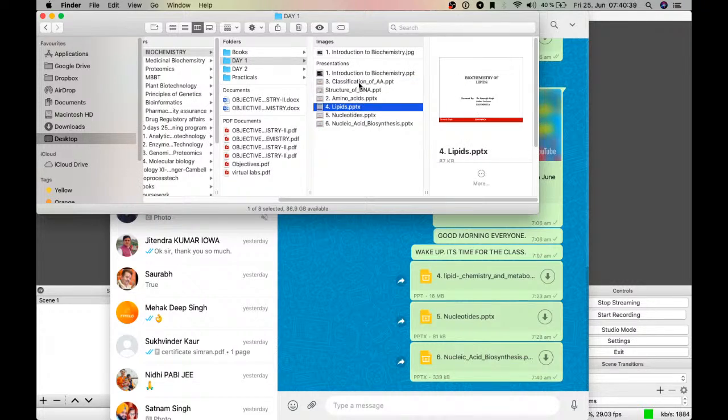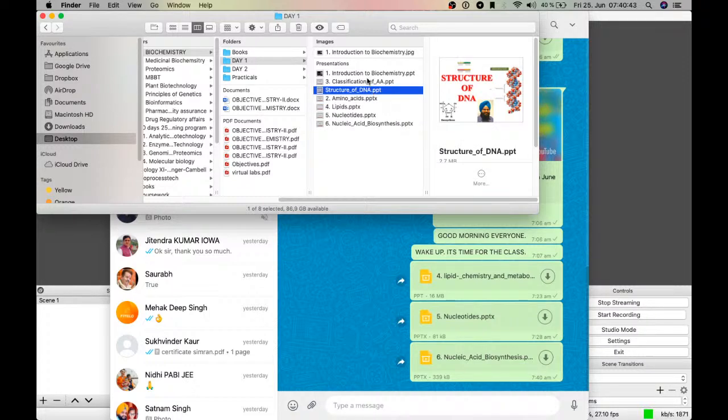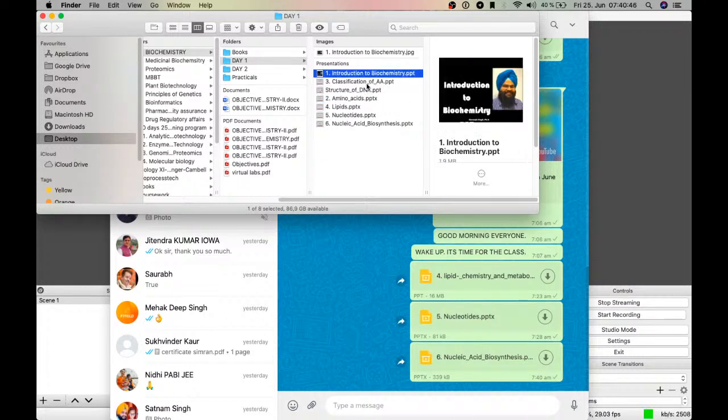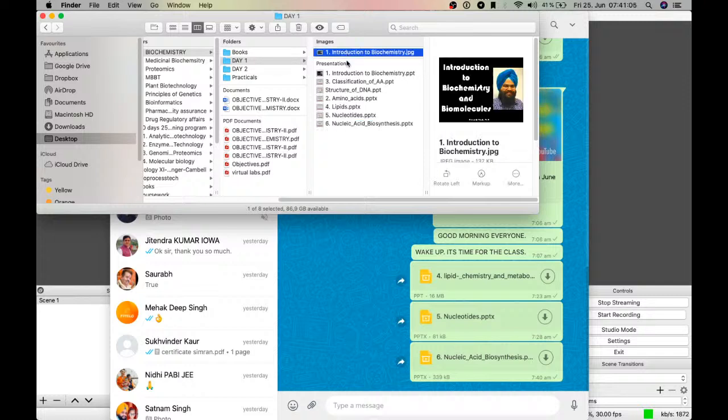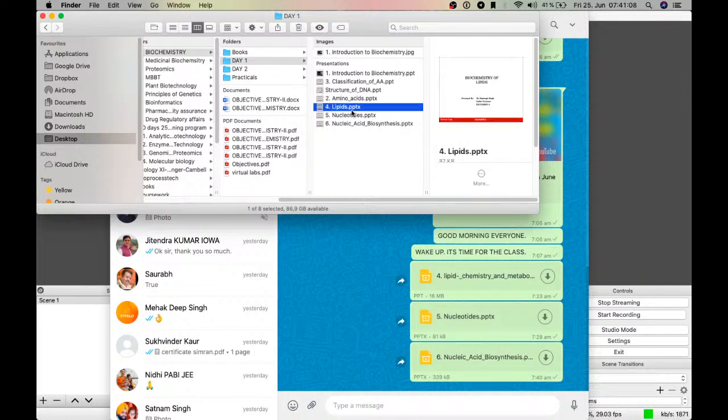So students, we are done with the structure of DNA in a proper way. We have discussed the introduction of biochemistry. We have discussed amino acids and classification of amino acids. We have finished with the lipids in detail so far, and we have discussed nucleotide synthesis and degradation also today, like pyrimidine biosynthesis basically. So all in all, we are finished with this initial unit.